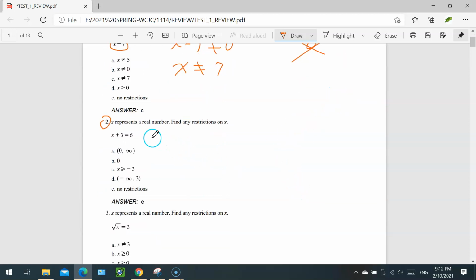Number 2, x represents a real number. Find any restriction point. x plus 3 equals 6. This is not a rational, right? This is not a fraction form. This is a linear equation. So when you solve for this one, 3 goes to the right hand side, it turns to negative 3, so 6 minus 3 is 3. You have a particular solution. We solve for x, right? This is a linear function. There's no restriction point for your linear function. That's the reason why we go with no restriction, because it is linear.